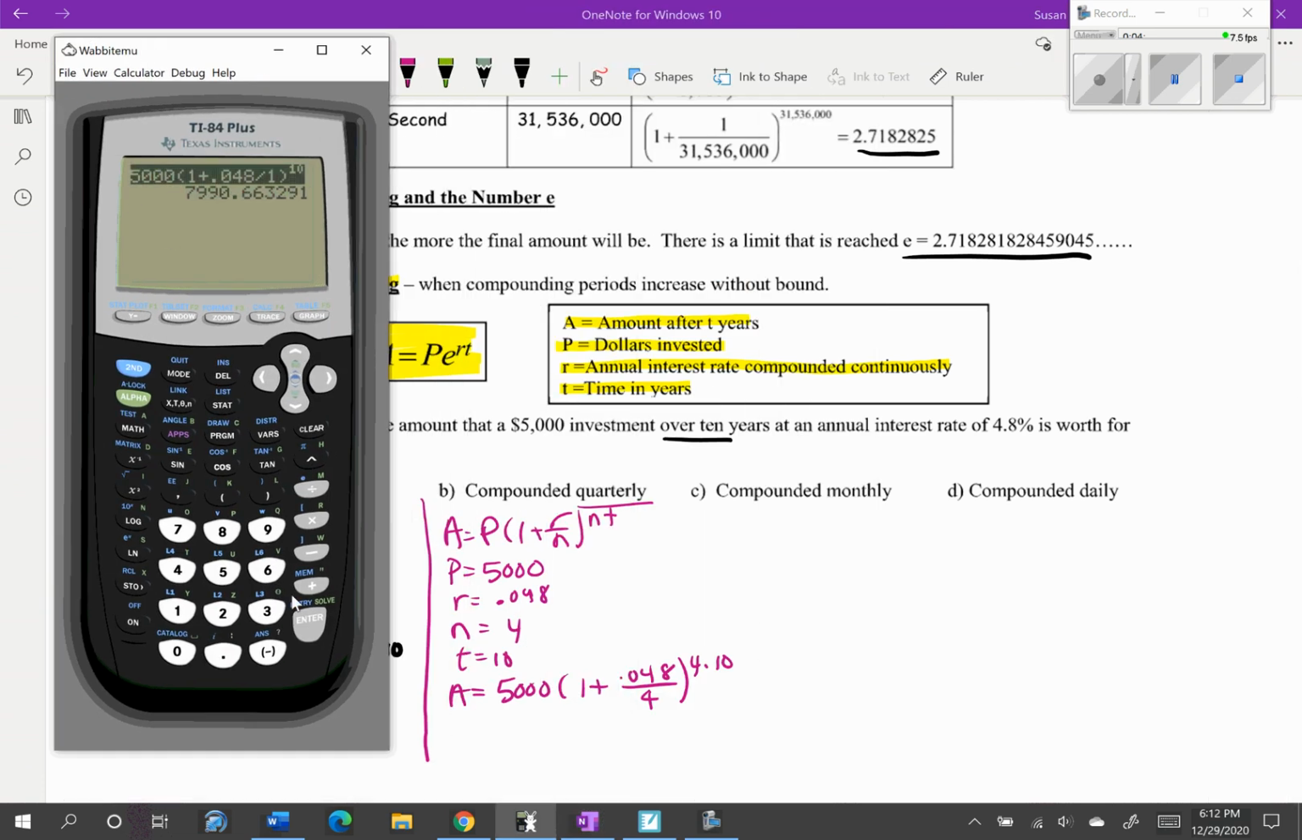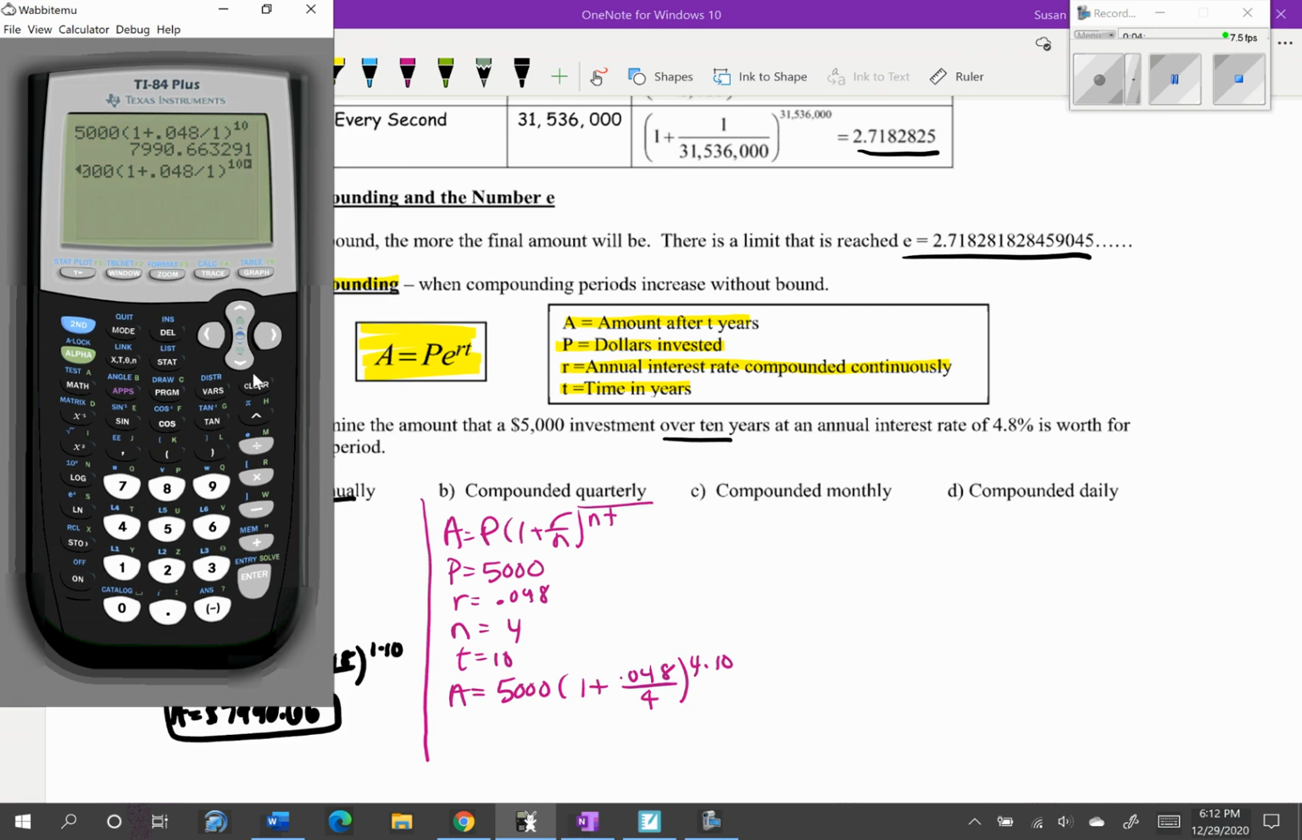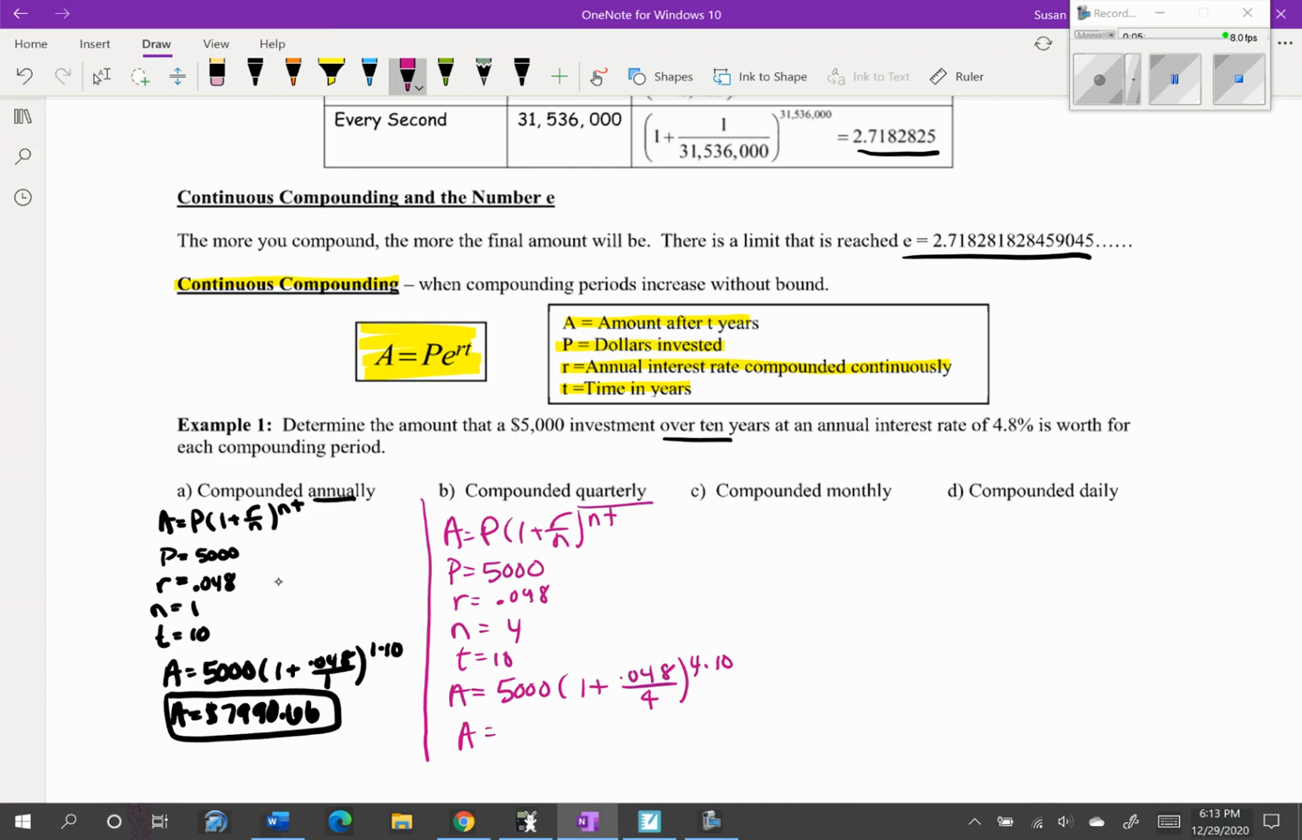So I'm just going to use the other equation. So we have now divided by 4 and 10 times 4 power. If you have an older calculator, make sure you use parentheses for your exponent, otherwise it might think you're multiplying the whole thing by 4. So here we get $8,057.32 when we round.